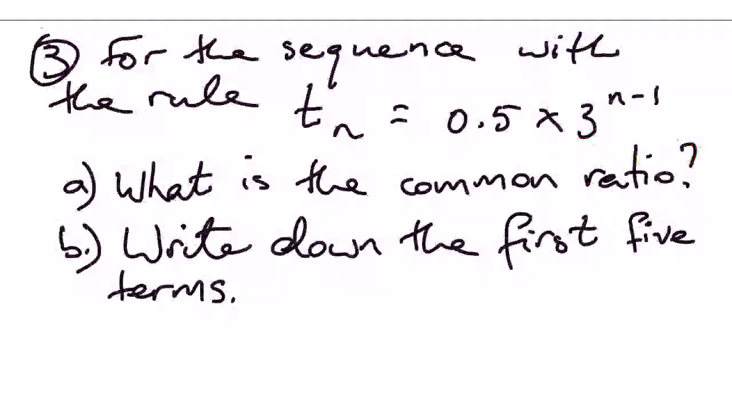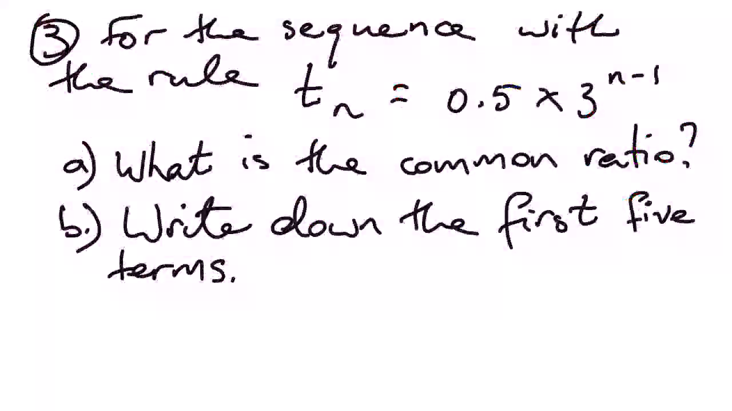Yes, we are finished. Oh no, question 3. There is another one. Okay, let's do that. This time I'm given the rule. Tn is 0.5 times 3 to the n minus 1. First of all, question A, what is the common ratio? That's this. The ratio is 3.